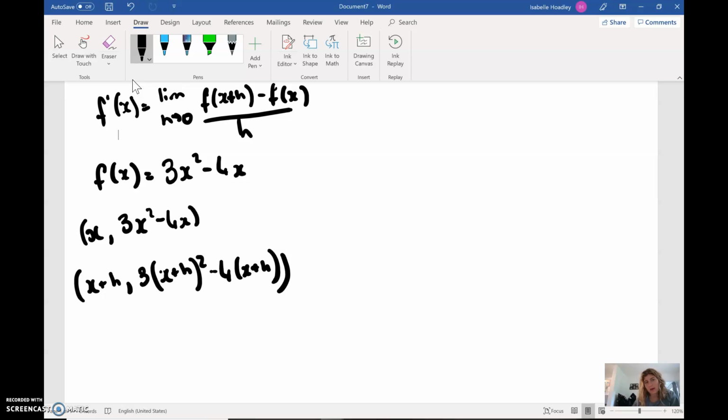From here, we can then just start substituting that into our derivative formula. So I'm going to have f dash of x equals the limit as h approaches 0 of f of x plus h, which is 3 bracket x plus h squared. Minus 4 bracket x plus h.